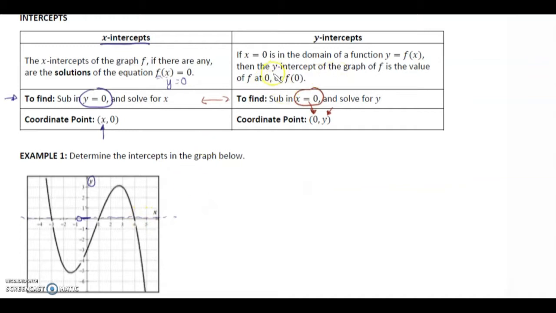Okay, so if you think about subbing in x equals 0, again, these are the x values here. So if this is a 0, what we're doing is we're looking at how many units away from this x-axis, and this will land on the y-axis. And that's why it's called the y-intercept.